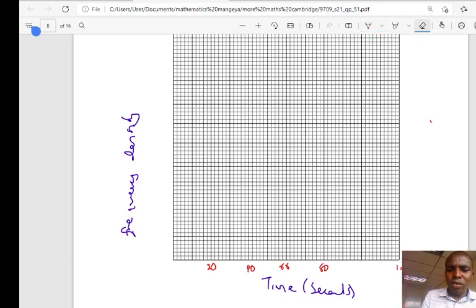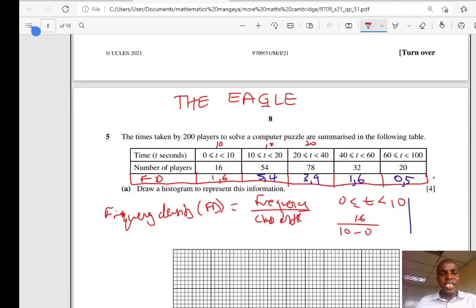Oh, what is this now? 60, then 80 and 100. No 90 here. 100. So this one is 80, this one is 90, 60, 50, and this one is 20. Right, done. Then on the vertical axis, you put frequency density.